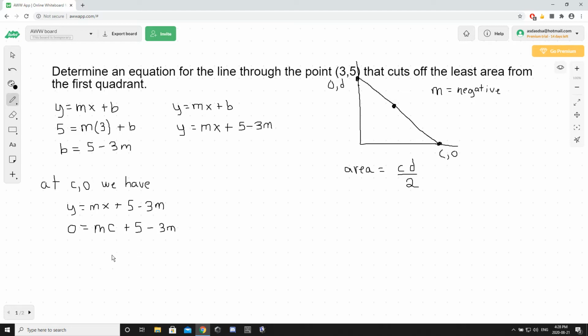The next step now is just to isolate c. I'm going to keep the mc on one side, and write it over here. So mc equals, and I'm going to send these two over, the plus 5 and negative 3m, so I have mc equals 3m minus 5. The last step to isolate c is to divide by m on both sides, so I end up with c equals 3 minus 5 over m.